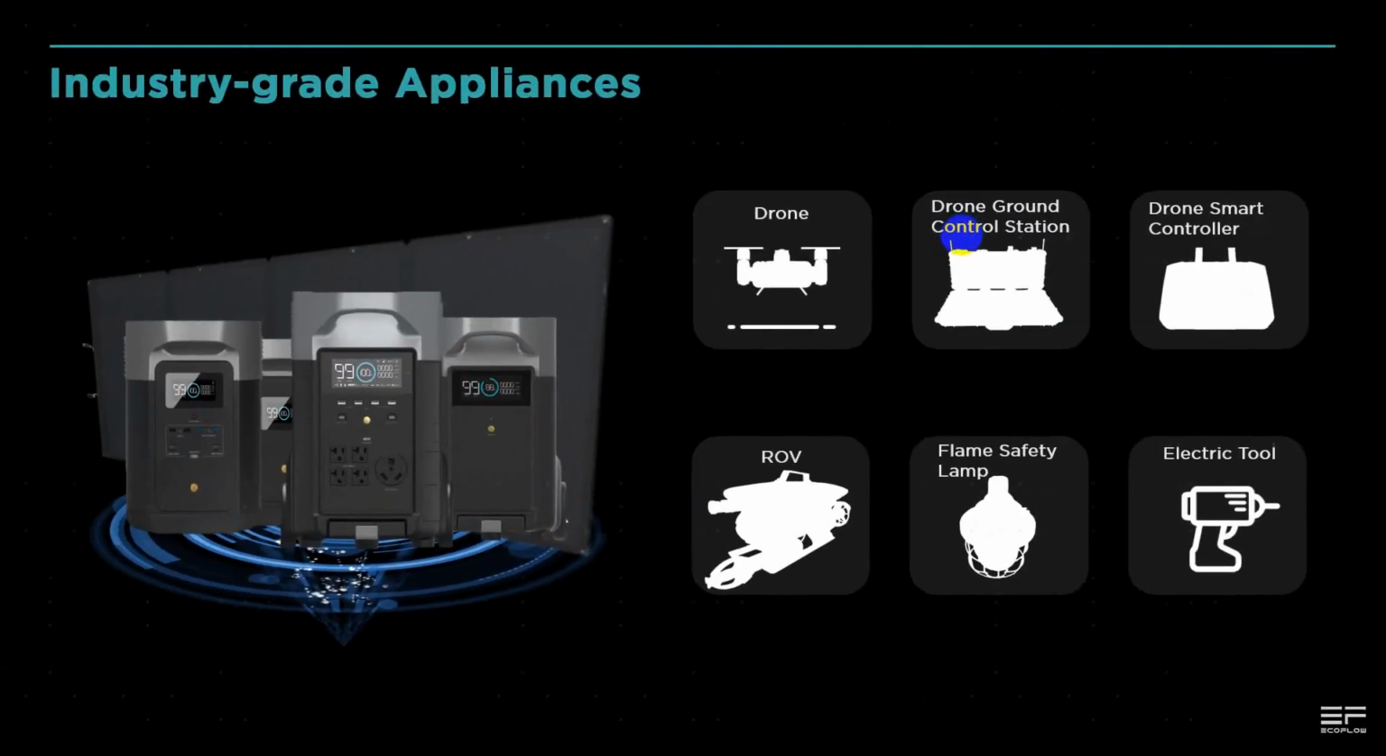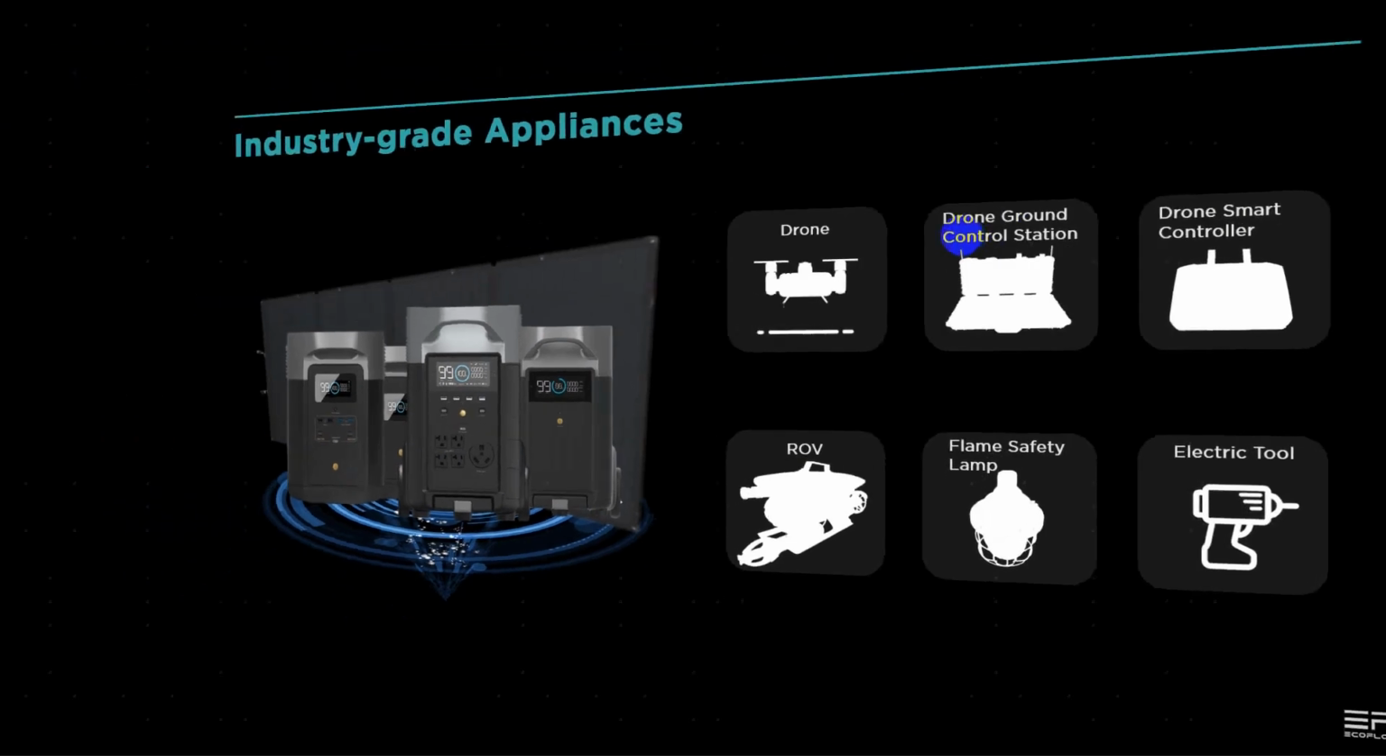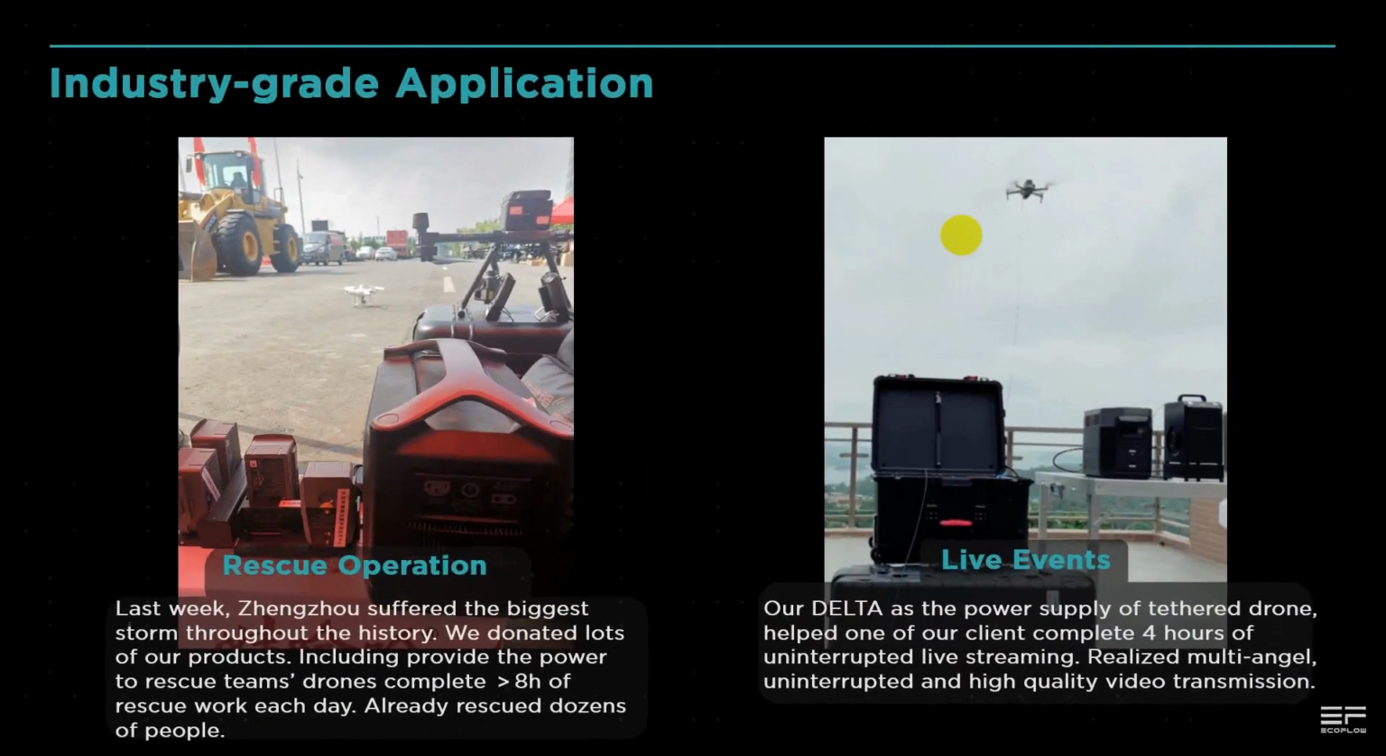Our products can not only drive the common electrical appliances, but also can be applied in industry-level equipment, such as drone, drone ground control station, drone smart controller, ROV, flame safety lamp, and electric tools. Now I will tell you about two latest industry-grade applications of our products. The first one is about rescue operation.